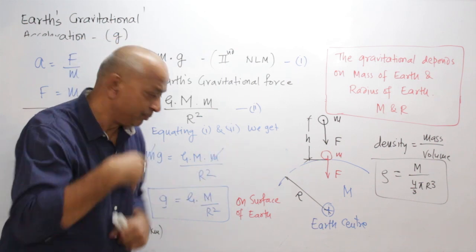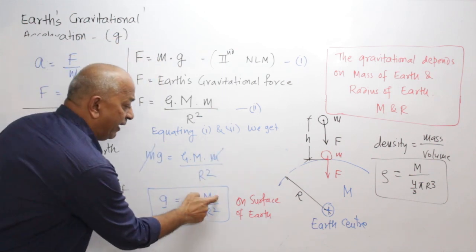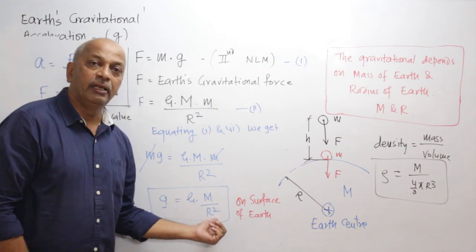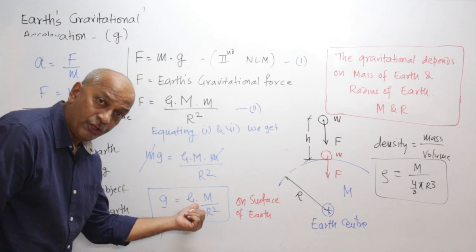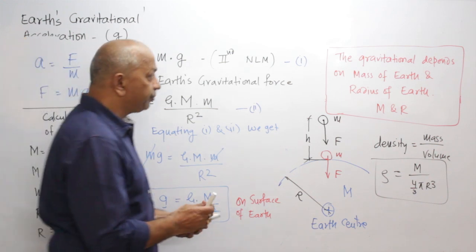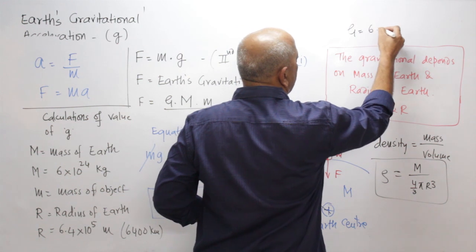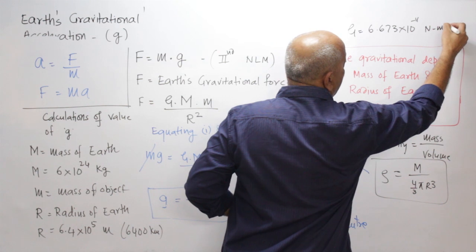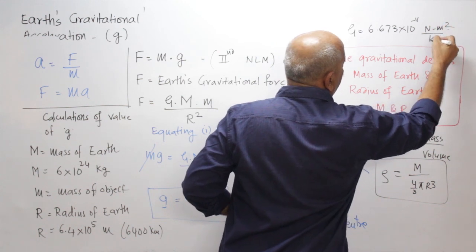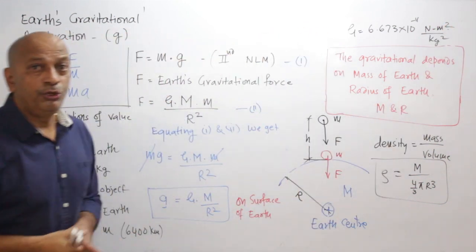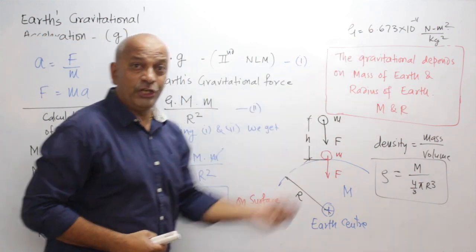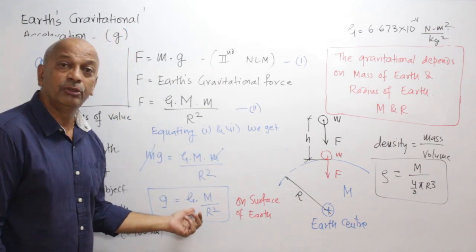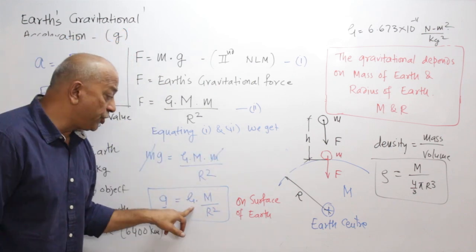So this g depends directly on the mass of the planet and is inversely proportional to the square of the radius. And what about this G? G is equal to 6.673 into 10 raised to minus 11 Newton meter square divided by kg square. This is universal. Newton's universal constant of gravitation is constant throughout the universe. So this will not change.